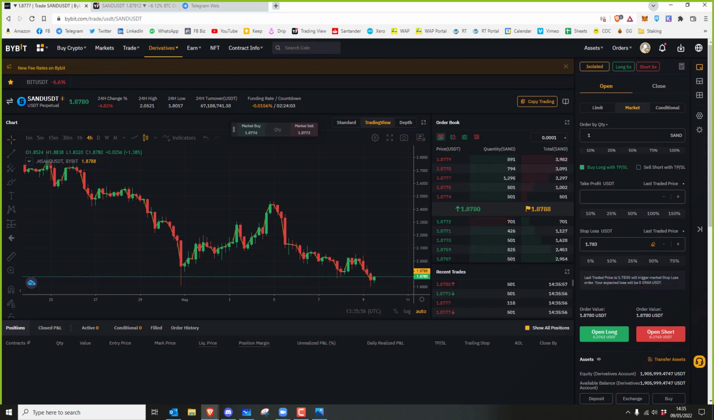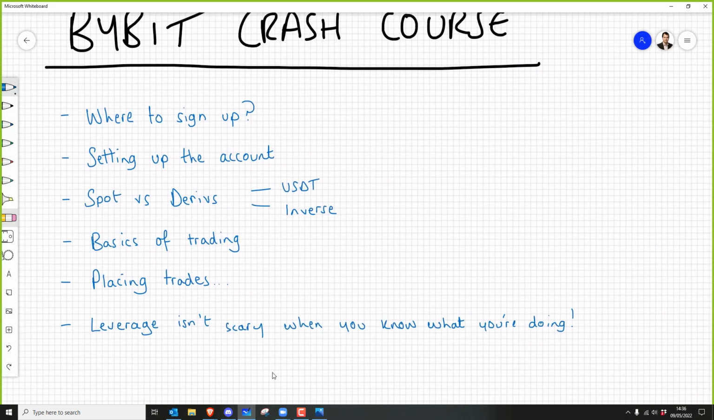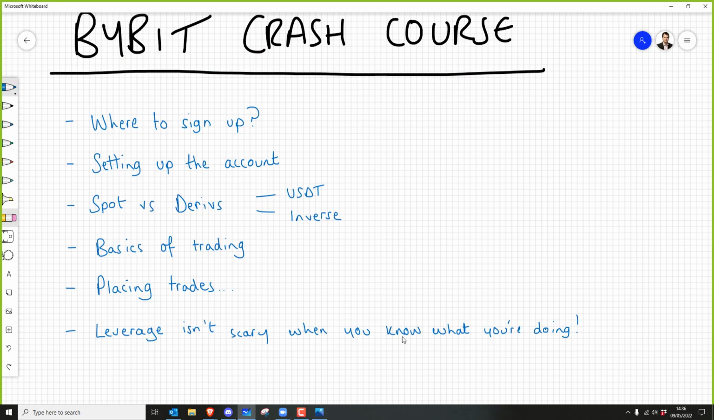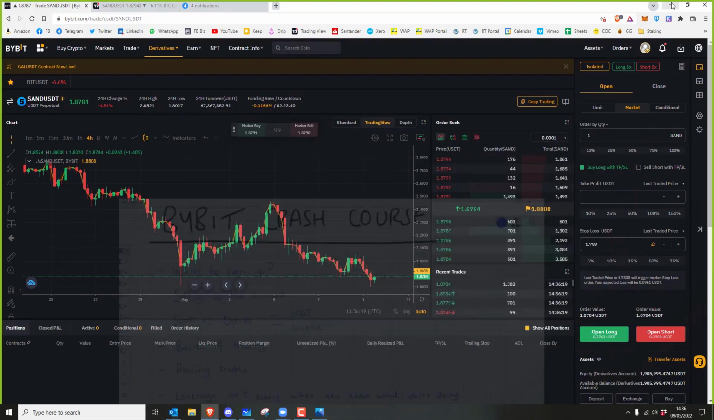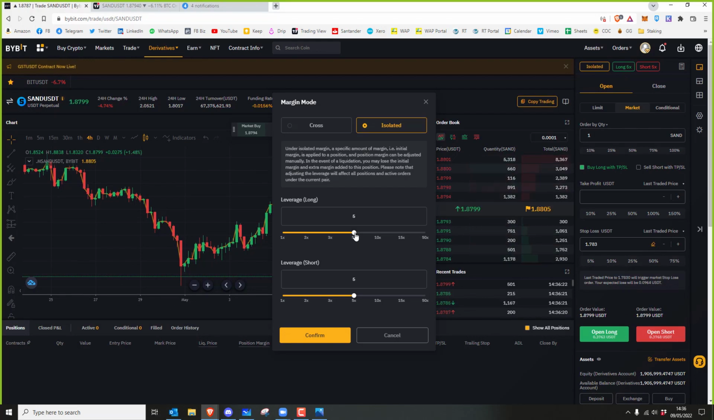But the cool thing is it tells you how much money you're going to lose if the trade were to bomb out straight away. So at this point, it says I'm going to lose 9 pence, basically 0.09 USDT, which is great. Now, this is sort of jumping forwards to why leverage isn't scary when you know what you're doing. A lot of people will look at the amount of leverage you can place with this trade, up to 50x leverage or 2x leverage, etc. But it's a bit of a misnomer.